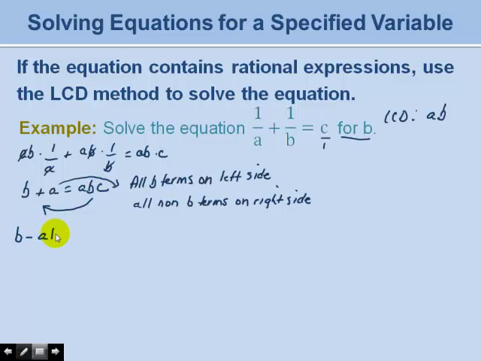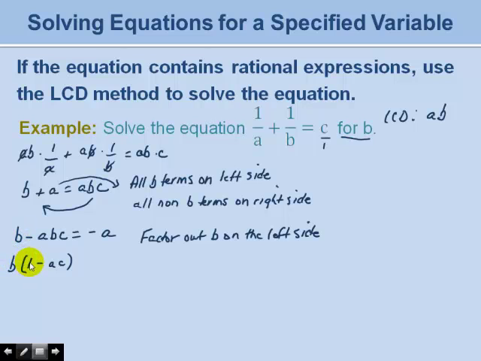So if we subtract the abc from both sides, then we have b minus abc, and then if we subtract the a from both sides, then on this side all we have is a negative a. Now the reason for doing that is that now that we have all of the b terms on this side, they all have a common factor of b, and we can factor that out. So now what we're doing is factoring out the b on the left side of our equation. So we have b times 1 minus ac.